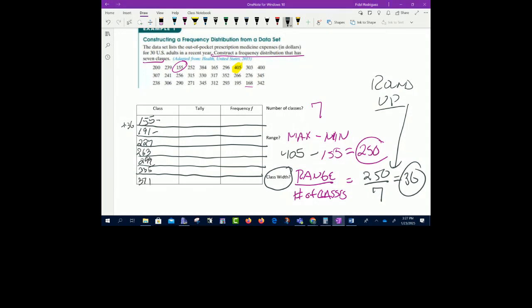And if you want to know when am I supposed to stop, I'm supposed to have a total of 7 of these. 1, 2, 3, 4, 5, 6, boom, 7. Okay, so we got them all there.